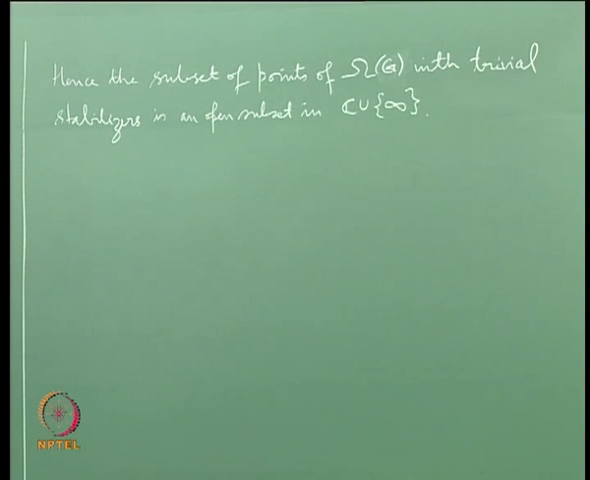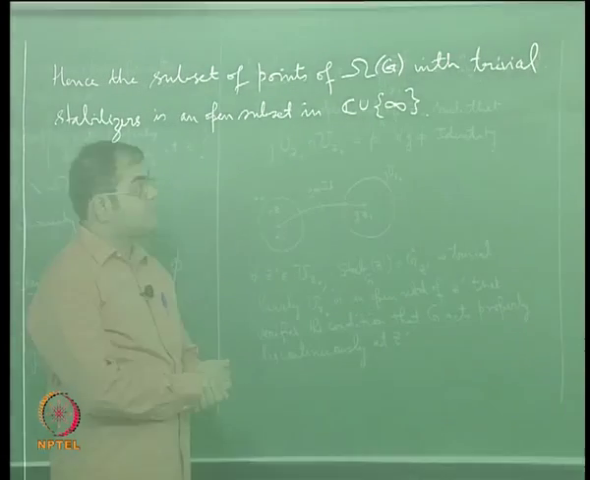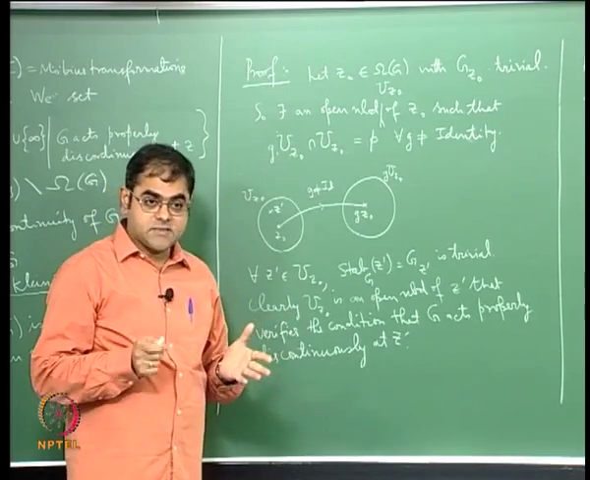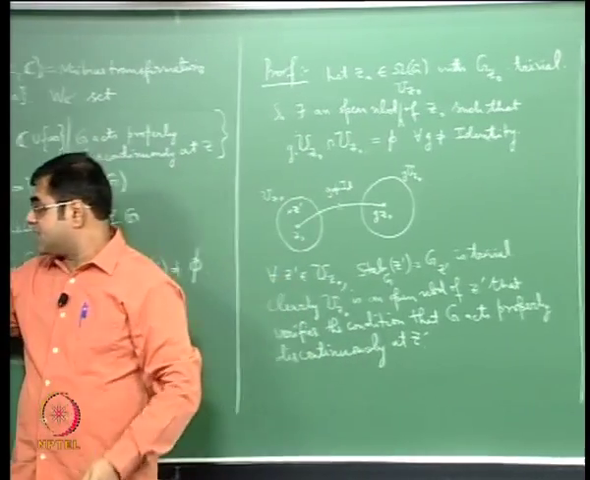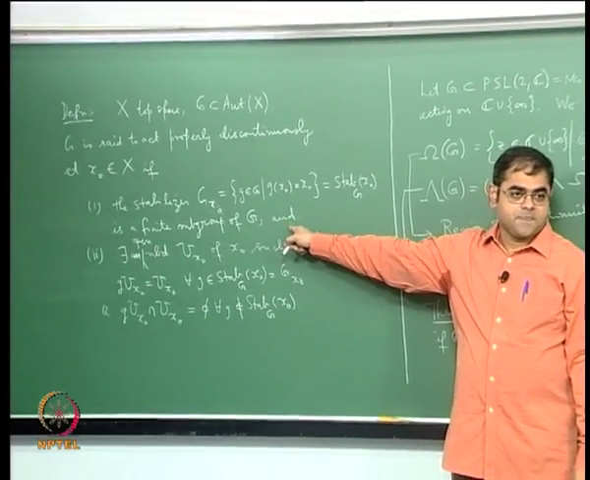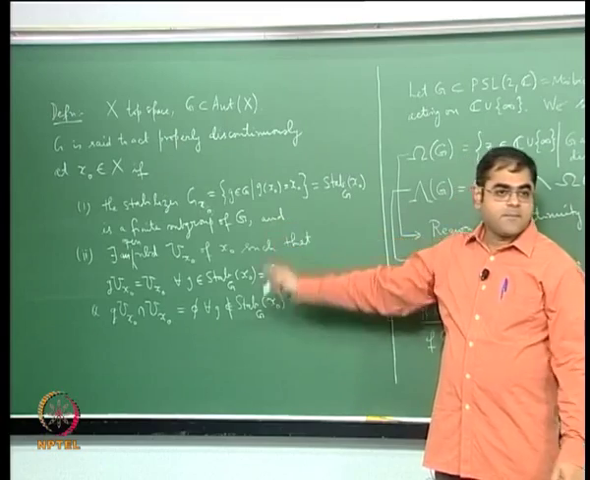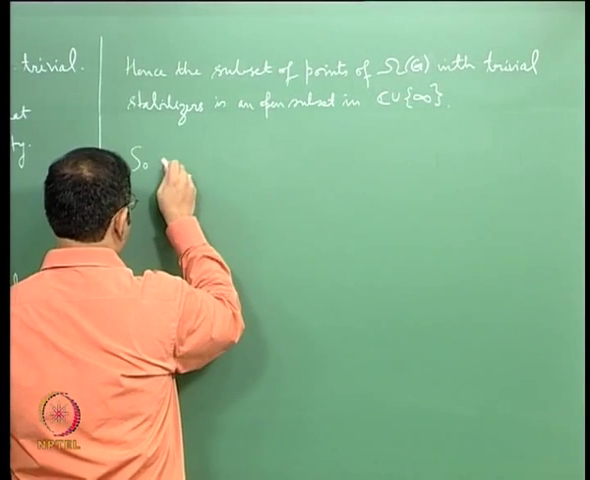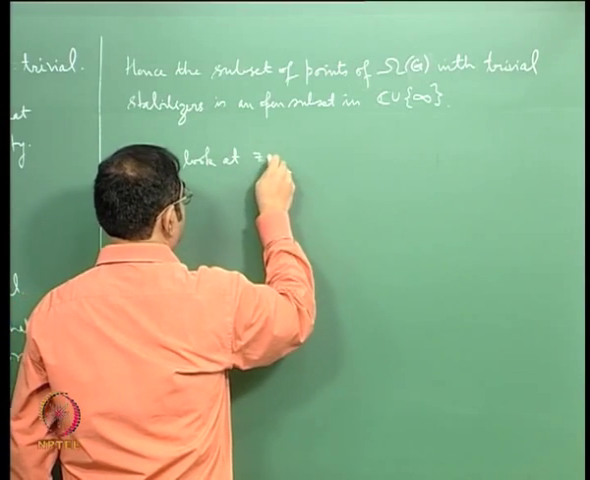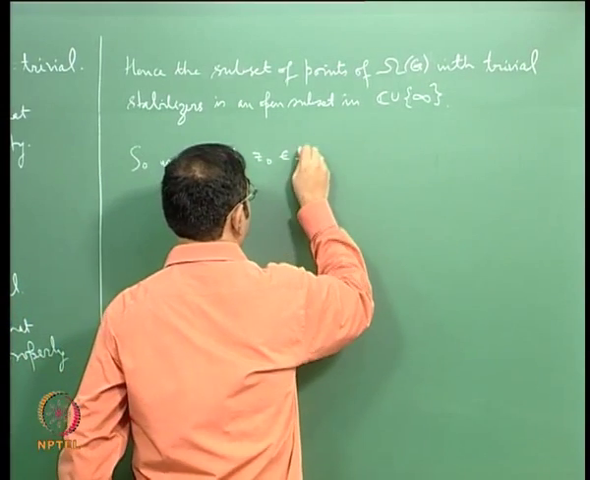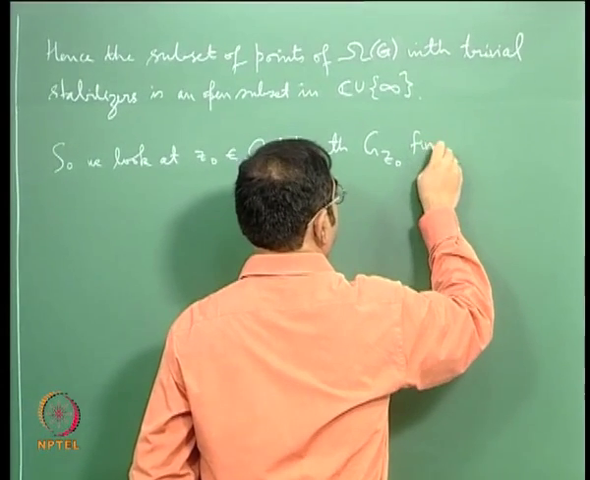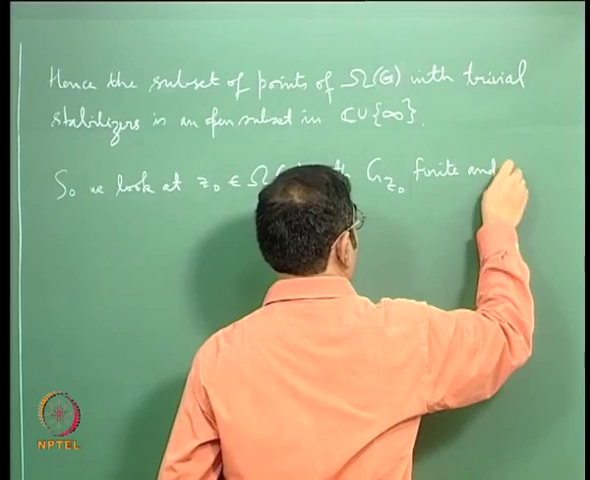Now, we have dispensed with the case of points with trivial stabilizer. The more serious, non-trivial case is that of points with non-trivial stabilizer. So we have to look at a point z0 at which the action of G is properly discontinuous, but the stabilizer is not trivial. Now go back to this condition, the stabilizer has to be finite. So what happens in that case? We look at z0 in omega of G with stabilizer G z0 finite and non-trivial.